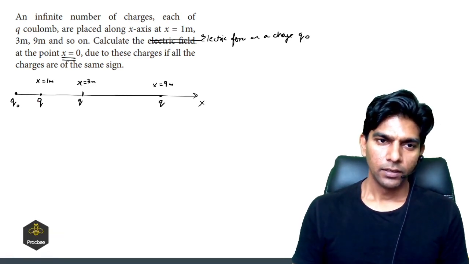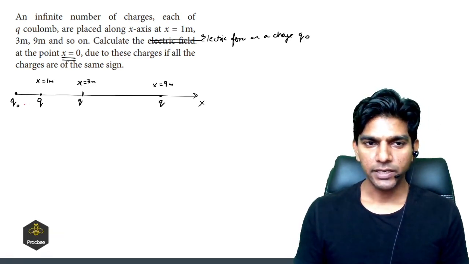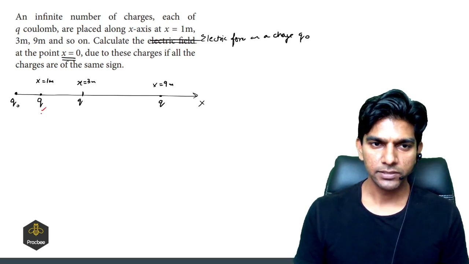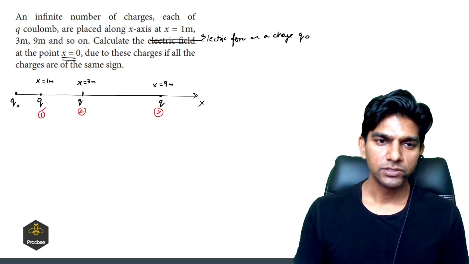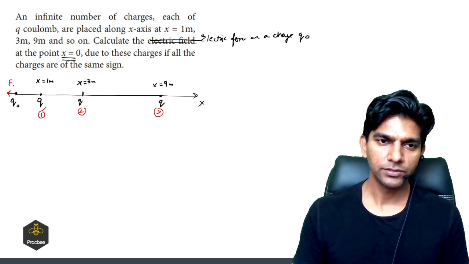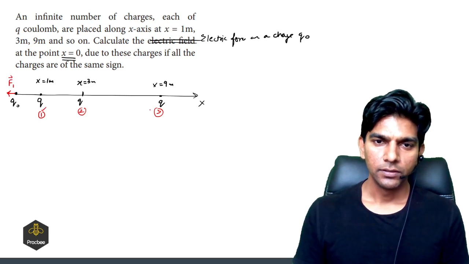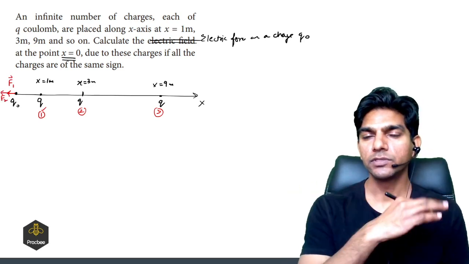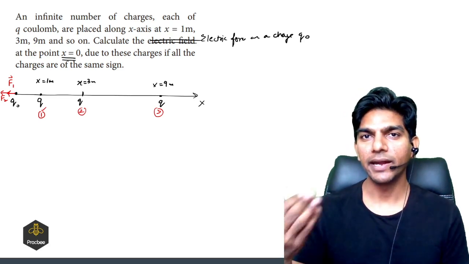Okay, right. Now, since all the charges are of the same sign, let us say this is charge number 1, this is 2, this is 3, and so on and so forth, right? This charge number 1 will exert a repulsive force in the left direction. So this will be, let us say, F1. Charge 2 will exert force in the same direction. This is F2. So all these forces will be in the left direction, so we can simply add the forces.